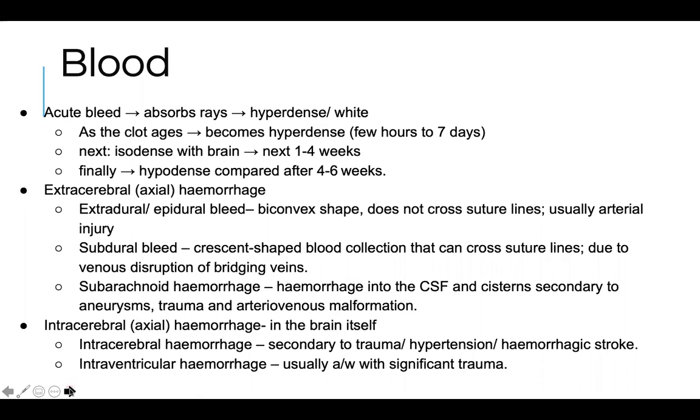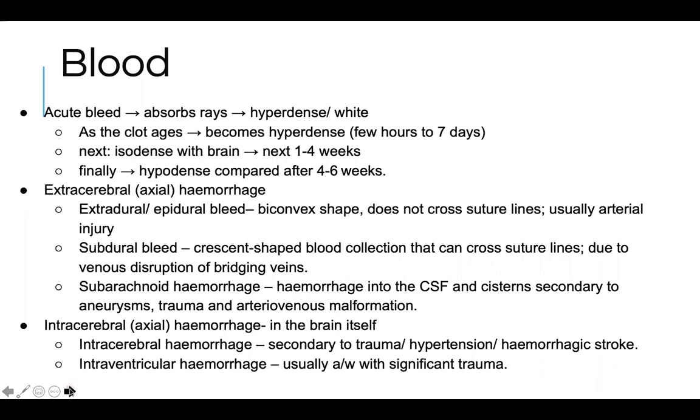I have an example of that coming up. And then in terms of how you can classify hemorrhage, you can have an extracerebral hemorrhage or extraaxial hemorrhage, or an intracerebral hemorrhage, or intraaxial hemorrhage. So extracerebral is basically just outside of the brain tissue, whereas intracerebral hemorrhage is in the brain tissue itself.